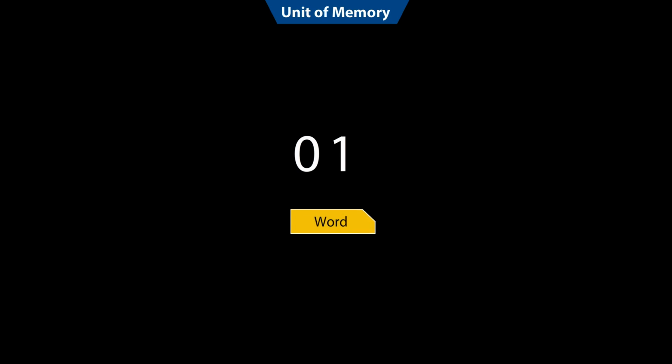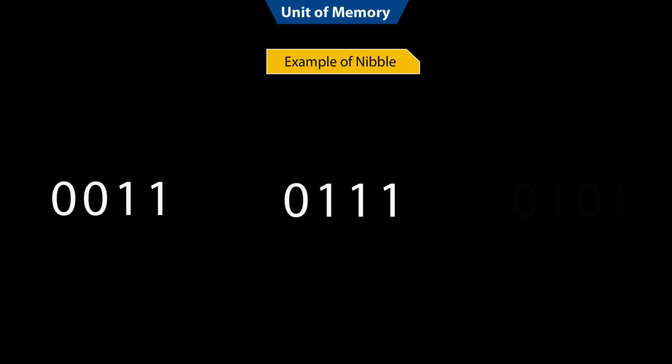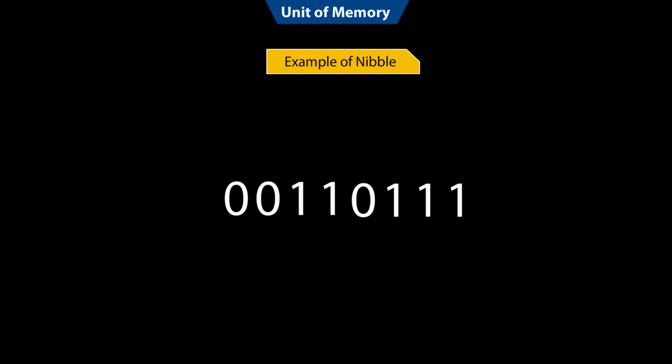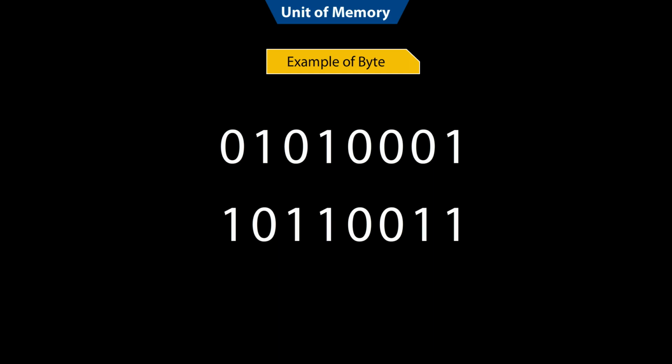The bits 0 and 1 are grouped together to form a word. A word of 4 bits is called a nibble. For example, 0011, 0111, 0101 are nibbles. And a 2-nibble word or 8-bit word is called a byte. For example, 01010001, 1011, 0011 are bytes.